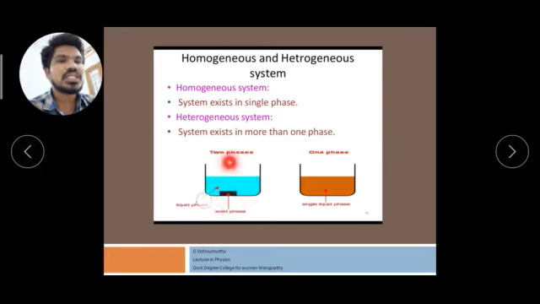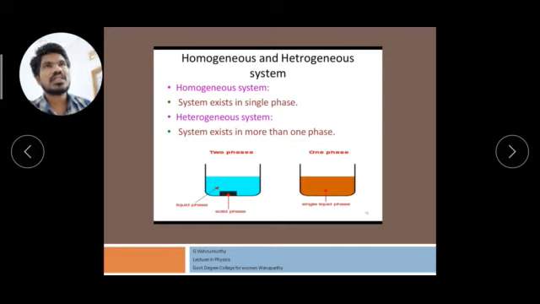But here, when we add sugar into a liquid like palm oil or sunflower oil, the sugar does not dissolve in the sunflower oil. So there are two phases, the sugar and the oil.